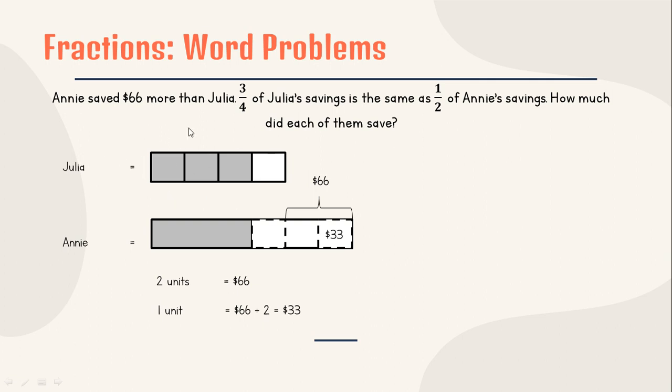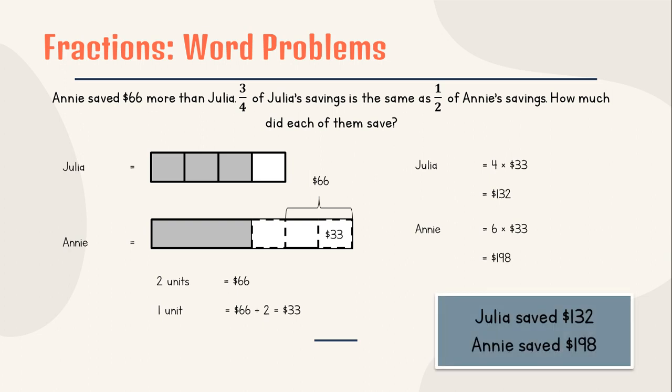So we know that 1 unit equals $33. How about Julia? How about all? So Julia has how many boxes or how many units? 4 boxes, 4 units. So 4 times 33 equals 132. How about Annie? Annie has how many boxes? If half of it is 3 boxes, so for whole means 3 times 2. So Annie will have 6 units. So 6 times 33 equals 198. So Julia saved 132 and Annie saved 198.